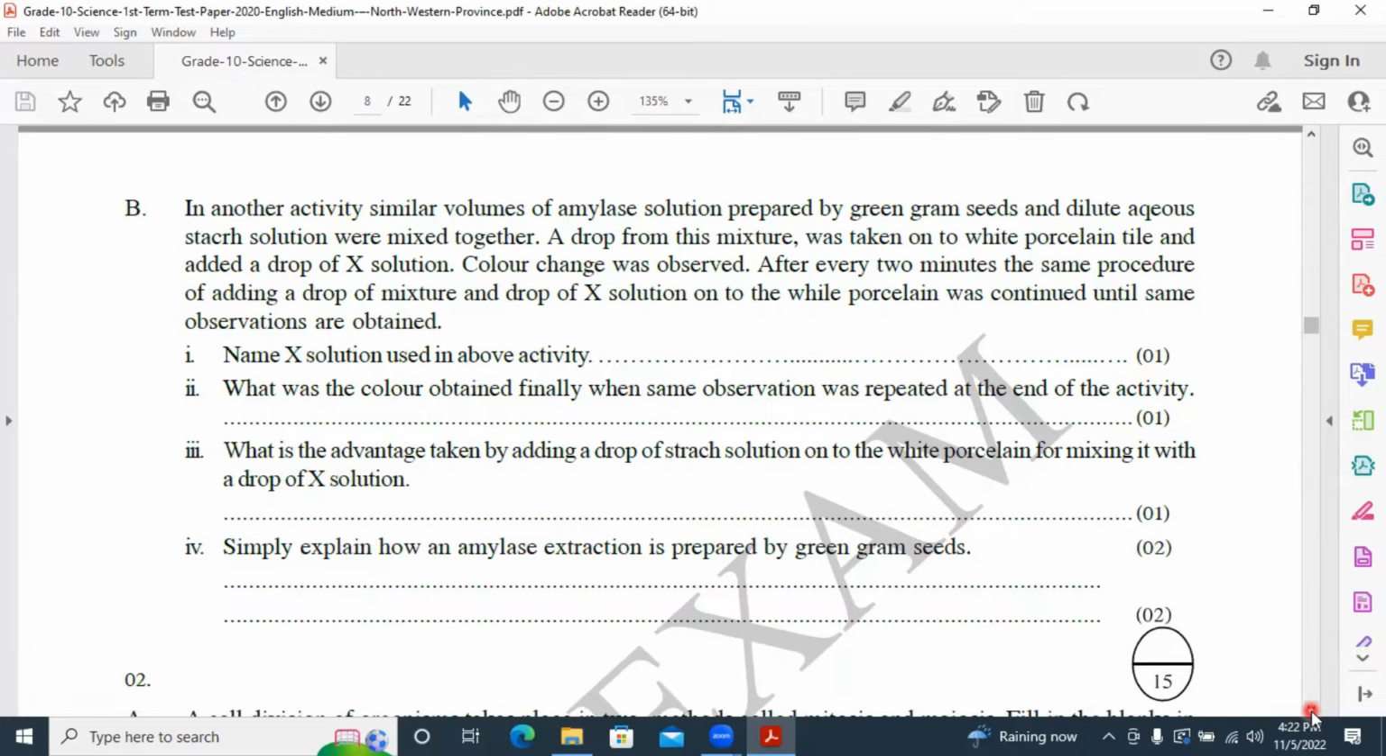The same procedure of adding a drop of the mixture and a drop of iodine solution onto the white porcelain tile was continued until the same observation was obtained. Name the solution used in the above activity. Here the solution is iodine solution.